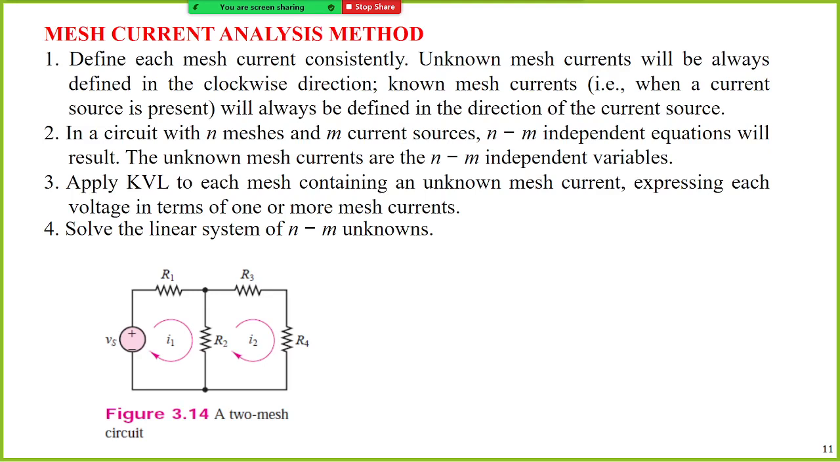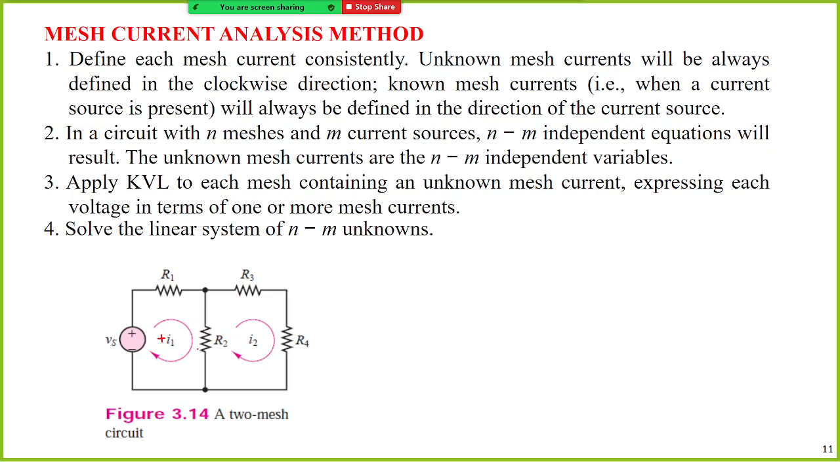And for mesh current analysis, we find out Ik, the mesh current, I mesh. Okay, and we use KVL to form the equation. So to do the mesh current analysis method, first we define each mesh current consistently, right? Here. And usually we use the clockwise direction as the positive.